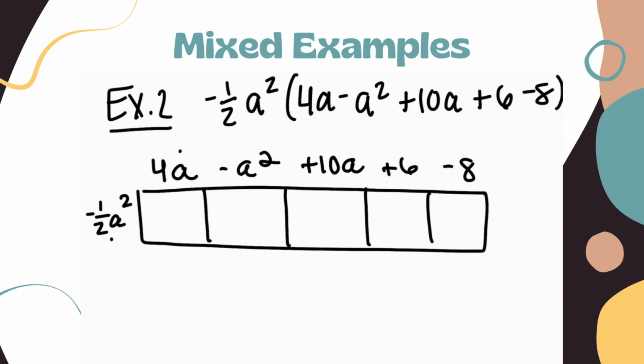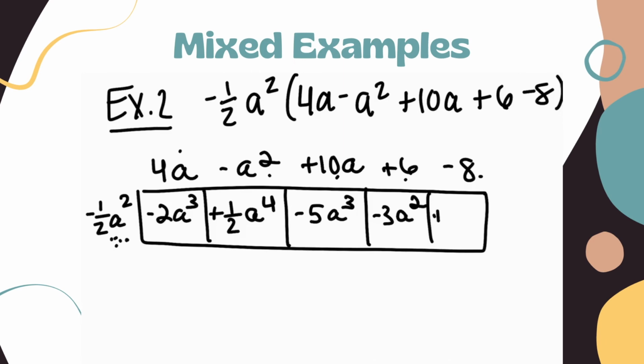Negative 1/2 a squared times 4a is negative 2a cubed. Be very careful here. Double check your work. Go slowly if you need to. It's okay. Negative 1/2 a squared times negative a squared is positive 1/2 a to the fourth. Negative 1/2 a squared times 10a is negative 5a cubed. Negative 1/2 a squared times 6 is negative 3a squared. And negative 1/2 a squared times negative 8 is positive 4a squared.